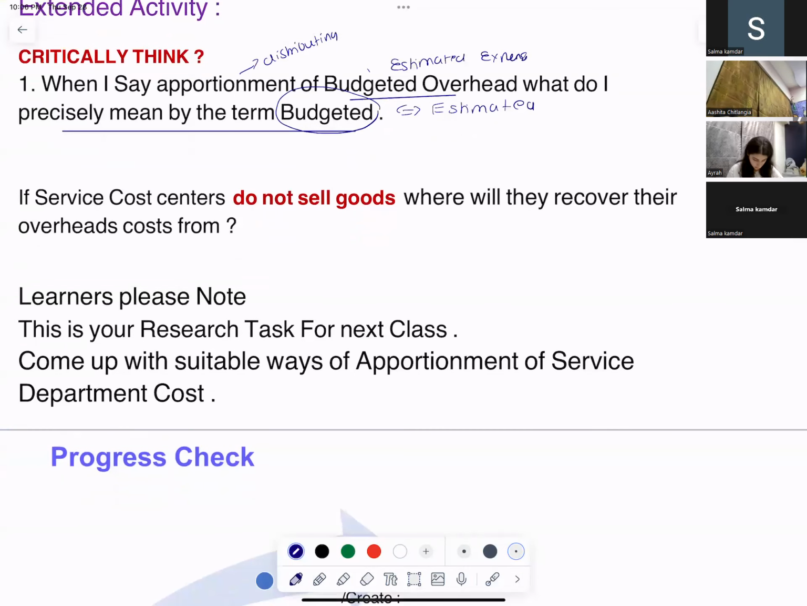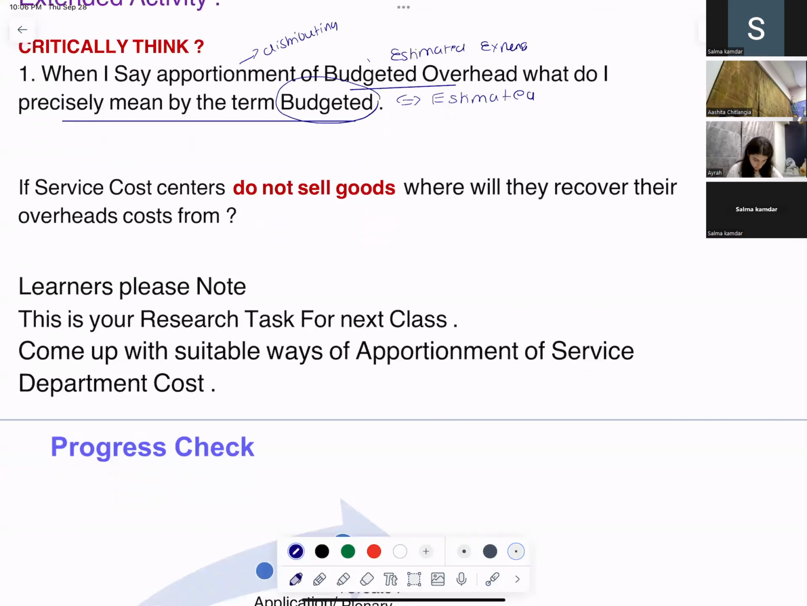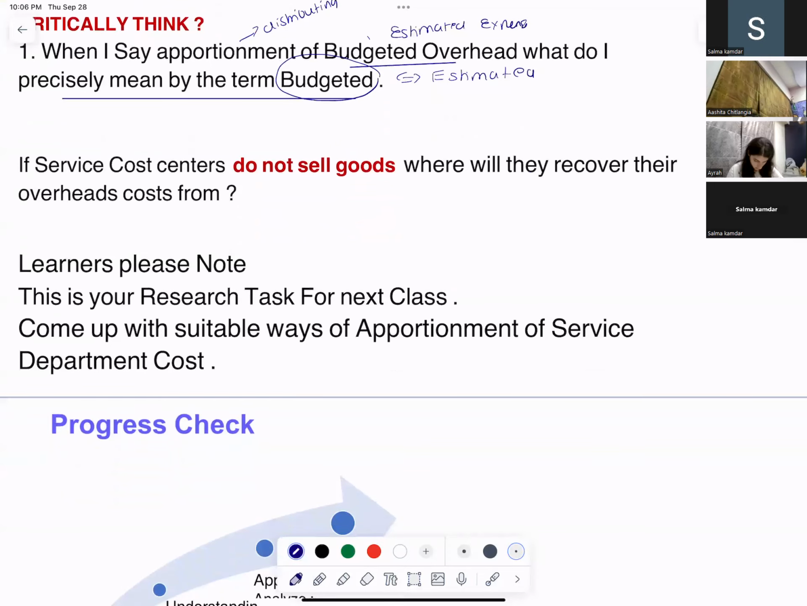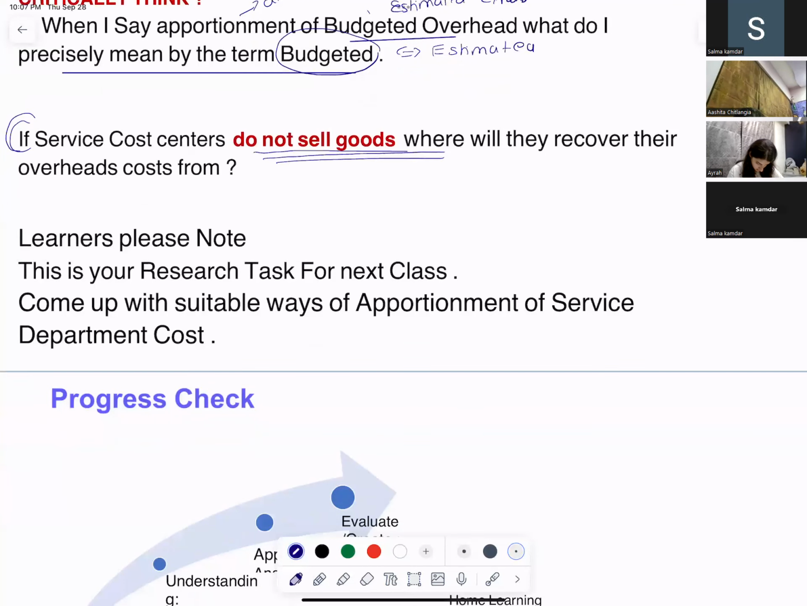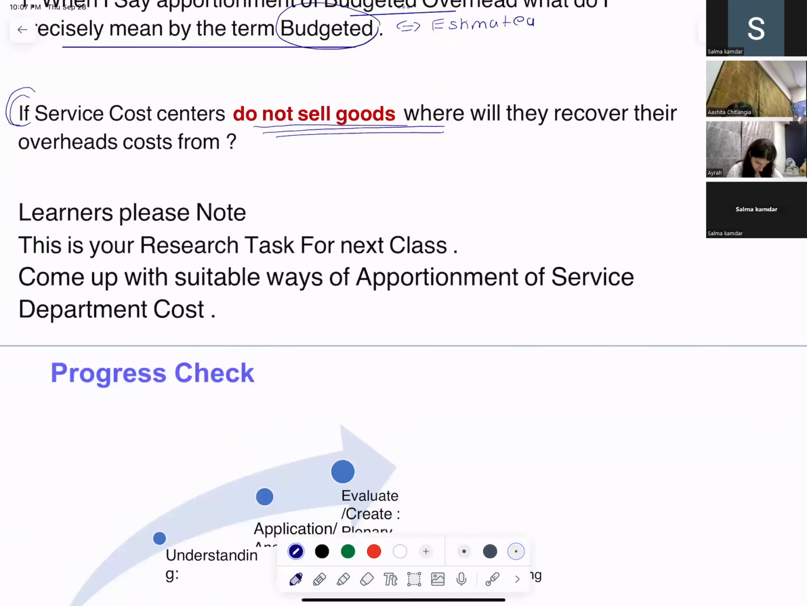Now, can you answer this question for me? If service cost centers do not sell goods, where will they recover their overhead costs from? They will recover it from the production department. Okay, fine. One minute.